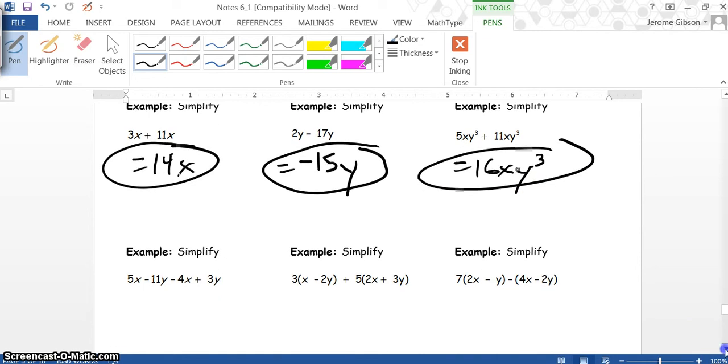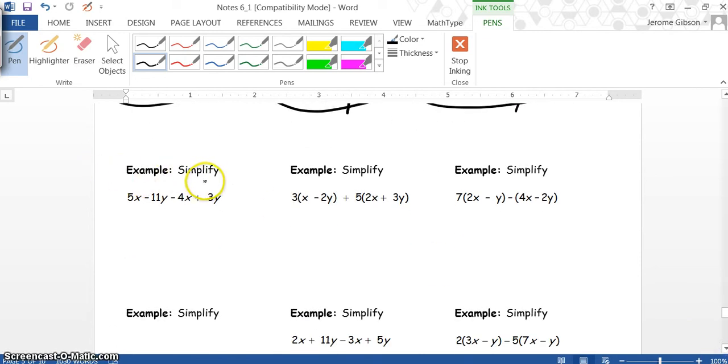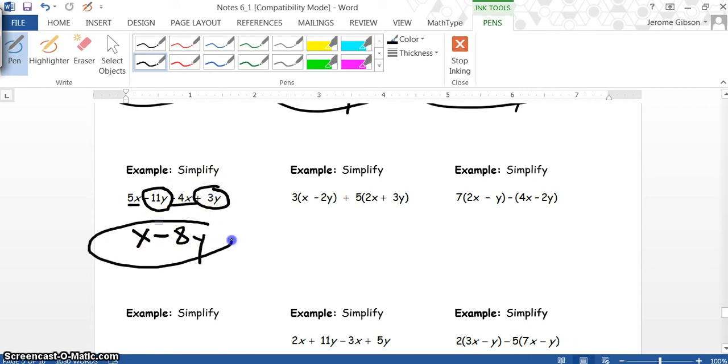Now, we come to the next. It says simplify. We have 5x minus 11y minus 4x plus 3y. So we will combine like terms. 5x minus 4x will give us x. And then we had negative 11y plus 3y, which will give us a negative 8y. And that is our final answer.